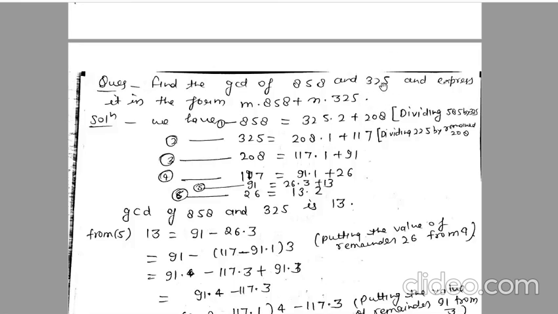So 325 divides 858. Dividing 858 by 325, you will get quotient 2 and remainder 208. By the Euclidean algorithm, A is equal to BQ plus R. Your target is to write these two numbers as A is equal to BQ plus R. So A is 858, B is 325, quotient is 2 and remainder is 208, right?